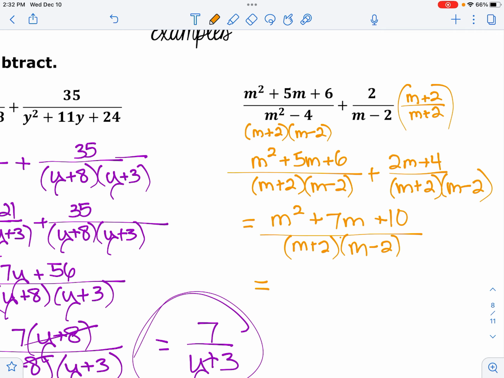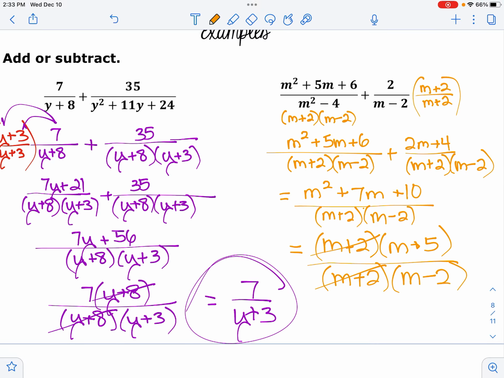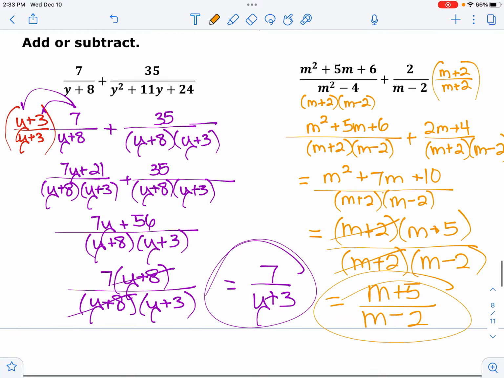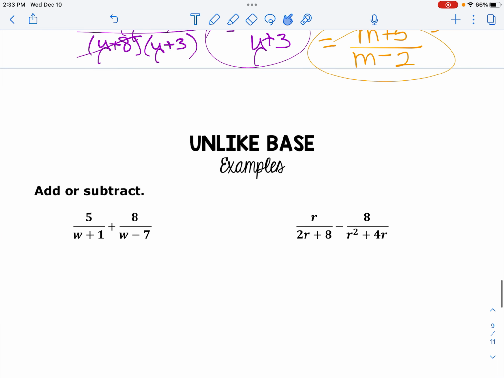Okay. Factor the top. Two numbers that multiply to be 10 but add up to be 7 would be 2 and 5. So these cancel, and I get m plus 5 over m minus 2. Whew. Okay, let's try a couple more.